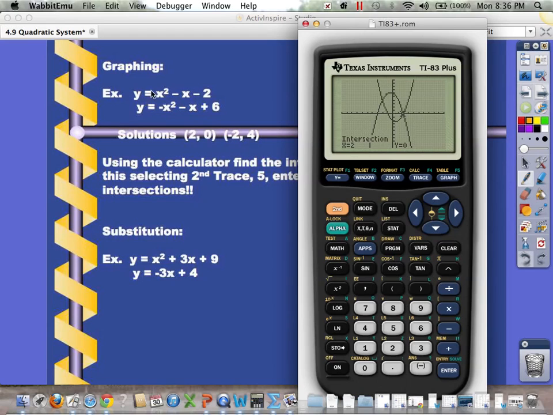So anytime they are in y equals, you can graph these and see exactly what the intersections are by doing the second trace calculations for your intersections. And it's really, really easy substitution, but I want to show you both just in case you need to know. Okay, so I'm going to move the calculator out of the way.